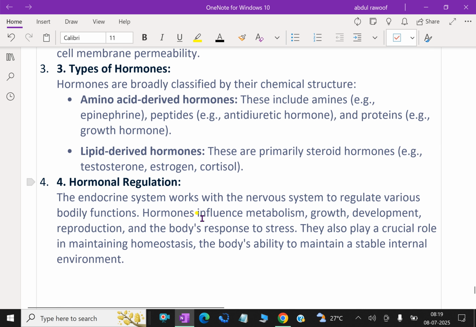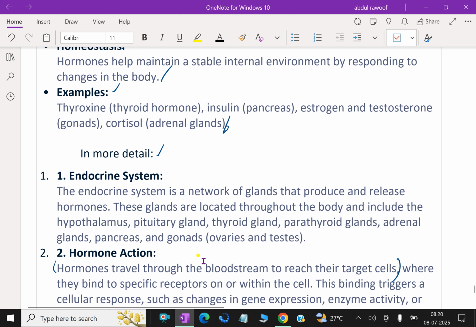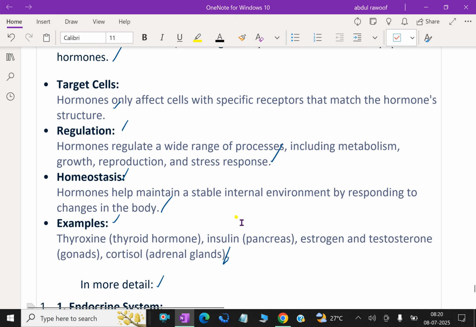What is hormone regulation? The endocrine system works with the nervous system to regulate various bodily functions. Hormones influence metabolism, growth, development, reproduction, and the body's response to stress. They also play a crucial role in maintaining homeostasis, the body's ability to maintain a stable internal environment. So far, we have discussed hormones in a little detail.